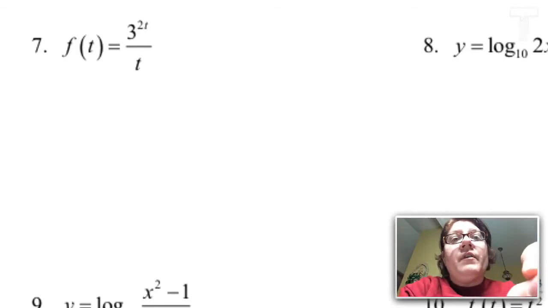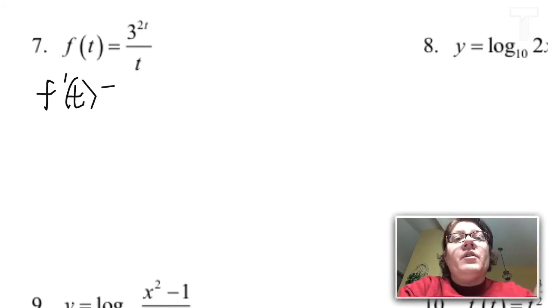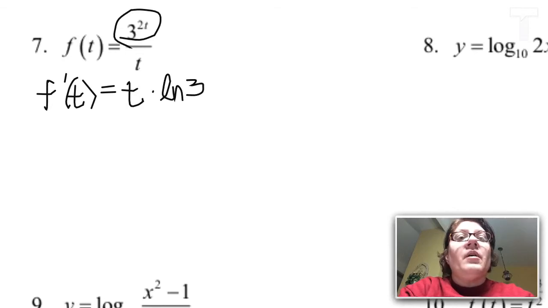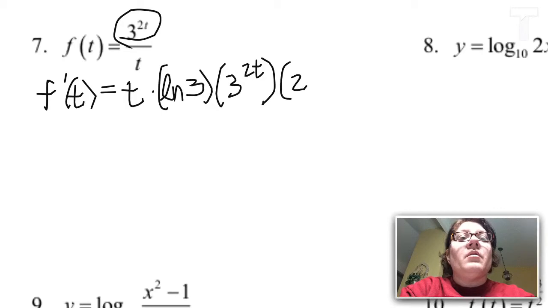So I want to take the derivative of this, and of course it's a quotient rule. So I have to do low d high. Now, since it's an exponential base, I'll take natural log of the base times the whole thing times the derivative of the power. And this was all d high.